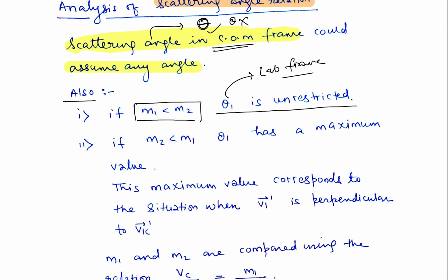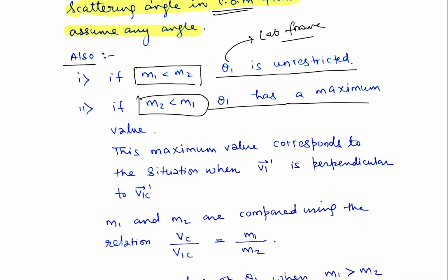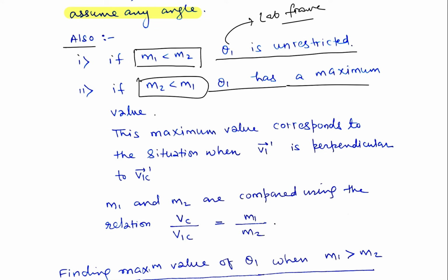We already have written that. So there is no restriction when m1 is smaller than m2. But if m2 is smaller than m1, then theta 1 has a maximum value. Okay, and it is pretty simple to find the maximum value. The derivative would be 0 at that point. Okay, so that is easy, but that is the case. And this maximum value corresponds to the situation when v1 prime is perpendicular to v1c prime.